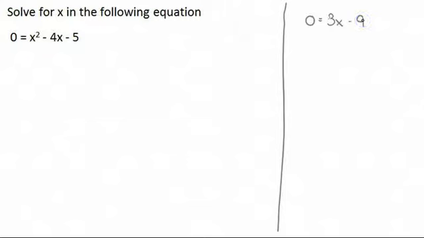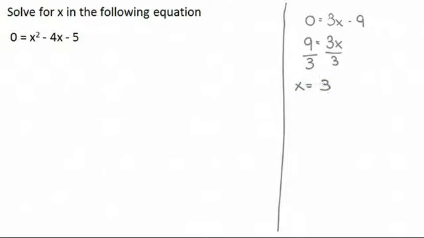If we were to solve for x, we would simply rearrange this equation to get x by itself on one side. So we'd have 9 is equal to 3x, and then divide both sides by 3. So we get x is equal to 3, and we're done.